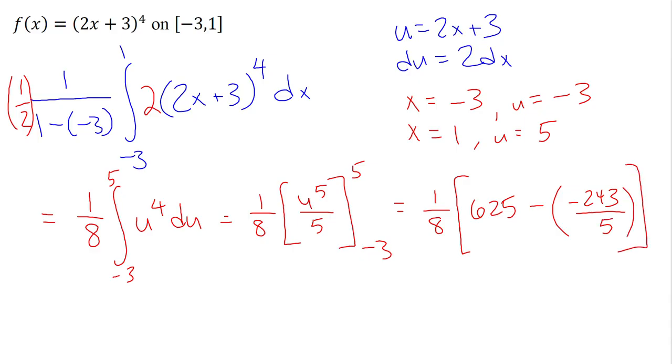And so if we just do that subtraction, right, 625 times 5, that's 3,125. And if we add to that the 243 and then divide it all by 8, I'm not going to bore you with the arithmetic, but it comes out to be 421 over 5.